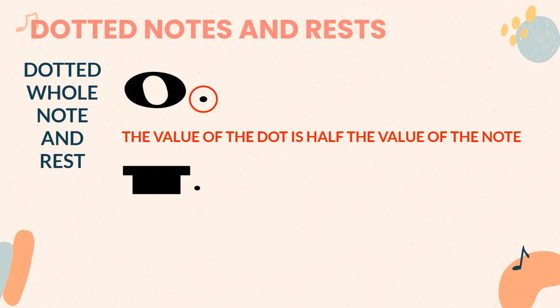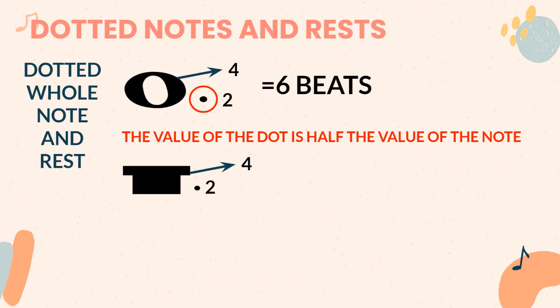Now, let's have the dotted whole note and dotted whole rest as our first example. The value of a whole note is 4, and half of 4 is 2. 4 plus 2 is 6. So the value of a dotted whole note is 6. Now for the dotted whole rest. The value of a whole rest is 4, and half of 4 is 2. 4 plus 2 is 6. So the value of a dotted whole rest is 6.